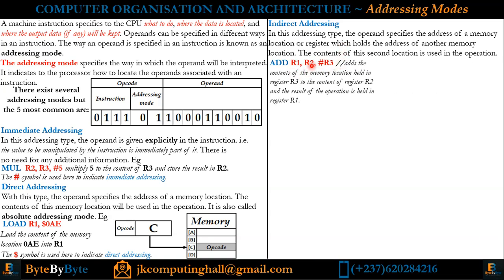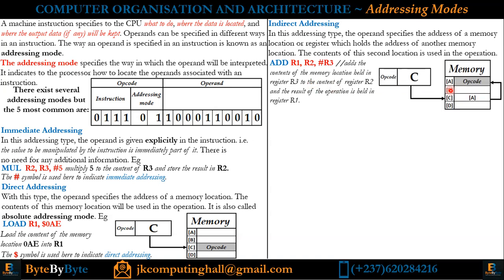So here I have add R1, R2, R3. Here I add the content of the memory location held in the register R3. So I'm not adding the content of R3. No, I'm adding the content of the memory location held in R3 to the content of the register R2, and the result of the operation is held in R1. So as you can see, this brings me to memory location C, where I have A, and now I come back and I use the content of A.